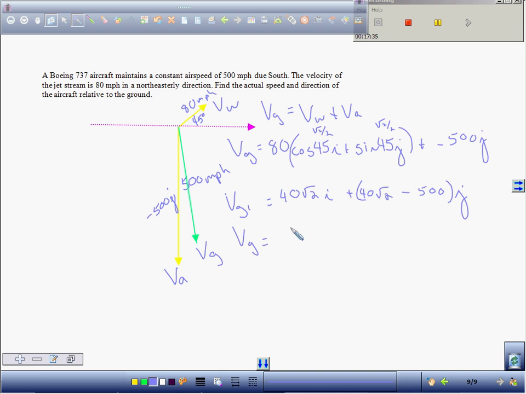And the way I do that is by taking the square root of the square of A plus B. So I'm going to take the square root of 40 root of 2 squared plus 40 root of 2 minus 500 squared. And I crunch that on my calculator, and I get that that's approximately equal to 447 miles per hour. This is the magnitude? That is the magnitude. So that's how fast he's going. He's going this way like 447 mph.